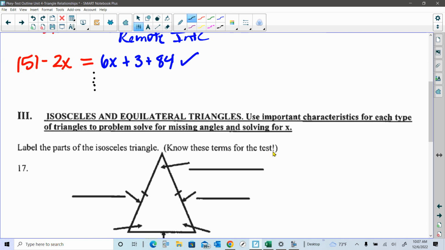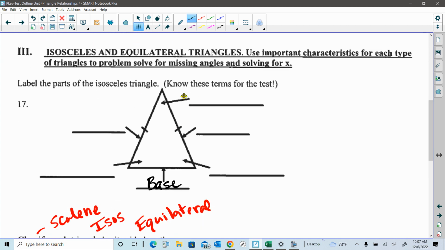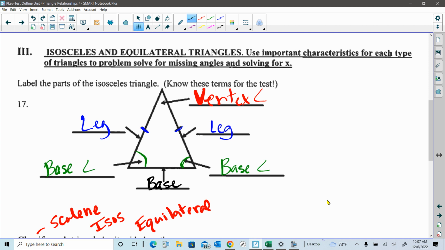Make sure you know your parts to an isosceles triangle. So at the top, that's your vertex angle, where they're showing you the 2 tick marks here. That's the legs. And then here, across from the legs, are your base angles, which are congruent.